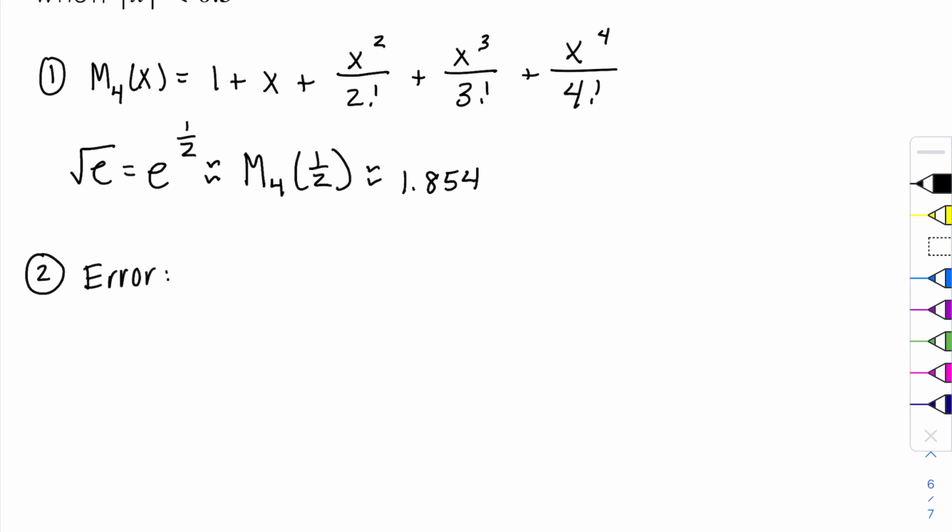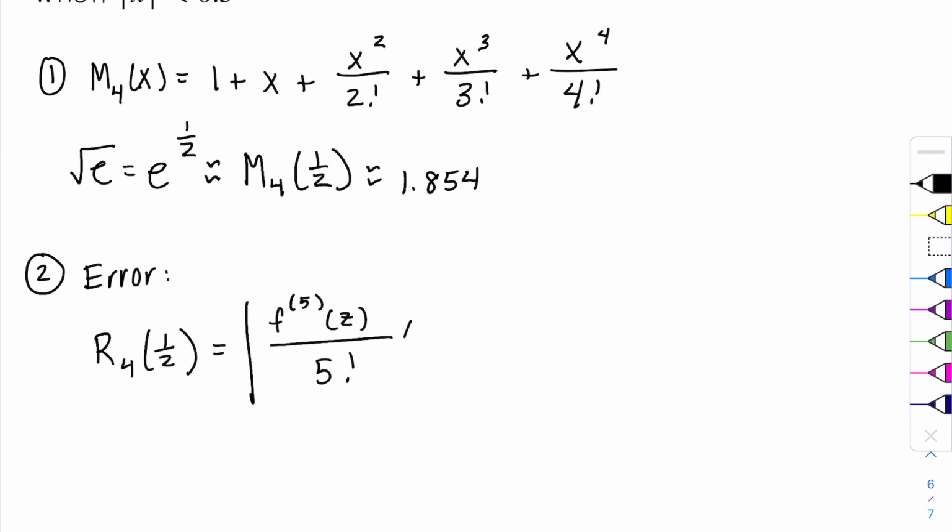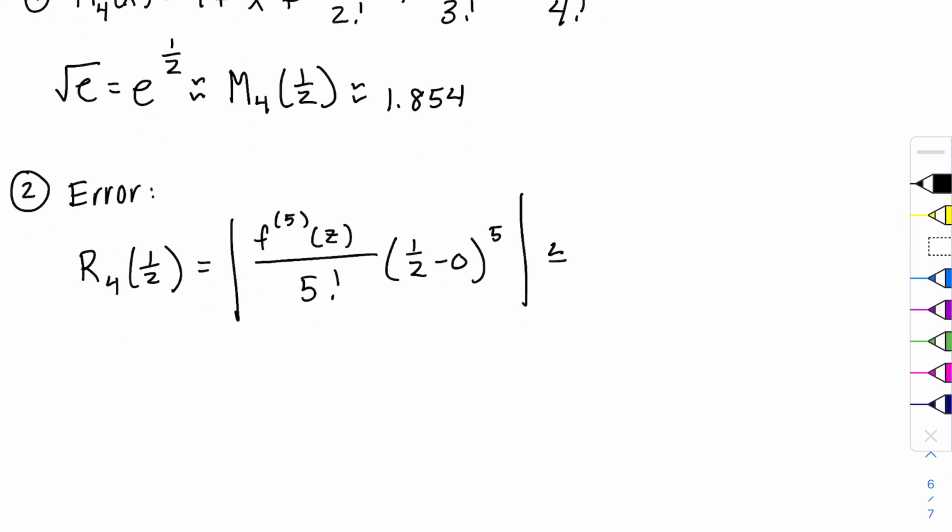Okay, so then let's figure out our maximum error for the Lagrange error bound. So our error, right, we're doing R sub 4 of 1/2, because that's the value we plugged in for x. That's going to equal the absolute value of the fifth derivative of some z value over 5 factorial times 1/2 minus 0 to the 5th power. So that has to be less than or equal to. Now we have to do our maximum value. So we need to know the max value of the fifth derivative of x.